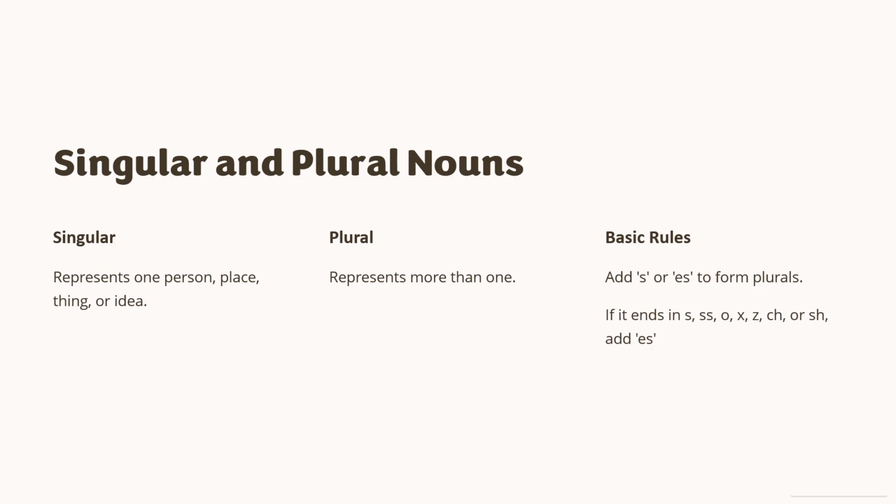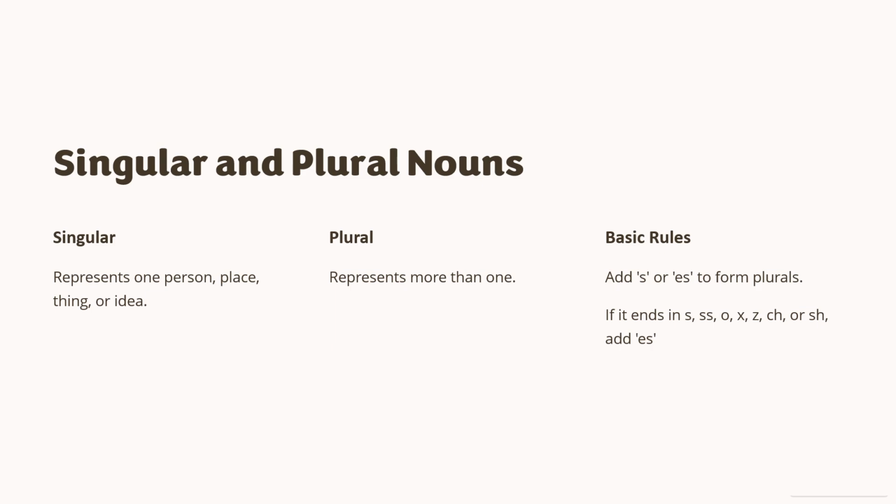Okay, so let's move on to singular and plural nouns. Singular nouns refer to one item, such as dog or book. Conversely, plural nouns indicate more than one, like dogs or books. And the basic rule for forming plurals is adding the letter S to the singular form.